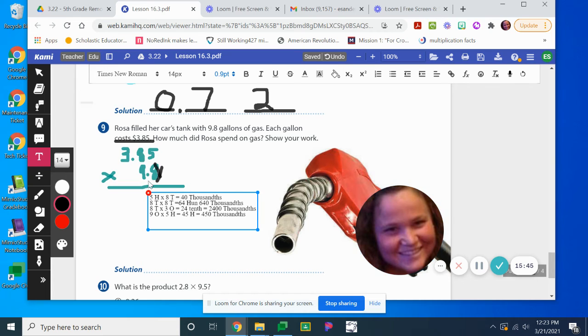Okay? And from there, I did this one. Now I have to do 9 times 8. So I have 9 ones times 8 tenths. So I have 9 times 8, which is 72. And technically, 1 times a tenth is tenths. But to get to thousandths, I have to add 2 zeros. So I have 7,200 thousandths.